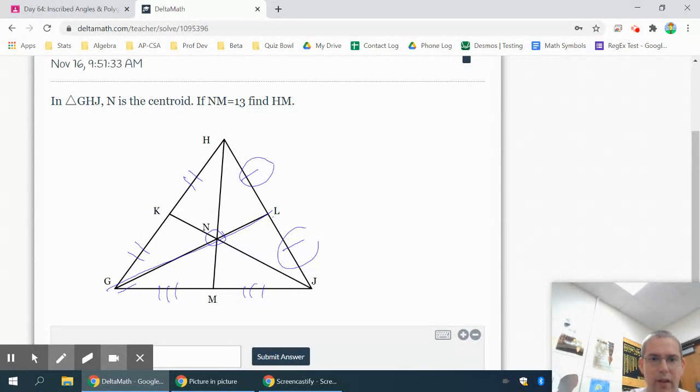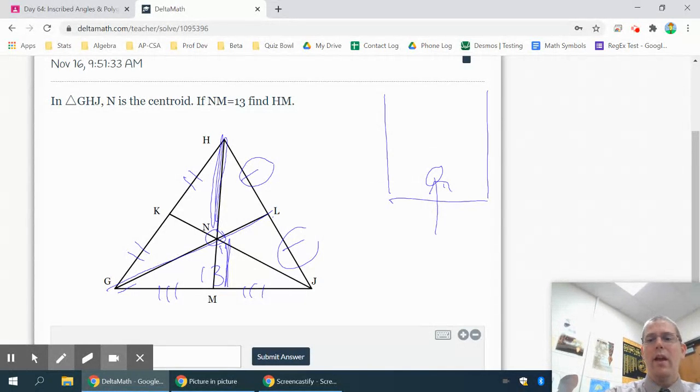Now, another thing it tells you is that NM is 13. So another thing you know about a centroid is that it's twice as far to the corner, to the vertex, as it is to the wall or to the edge. I think of it like if you have a closet and you're looking for something in your closet, if it's right there at the back wall, you don't have to reach as far to get it as if it's over there in the back corner somewhere. You have to reach further. So it's twice as far to get to the corner as it is to get to the edge. So in this case, if that's 13, then this piece here is going to be 26, and that'll help you.